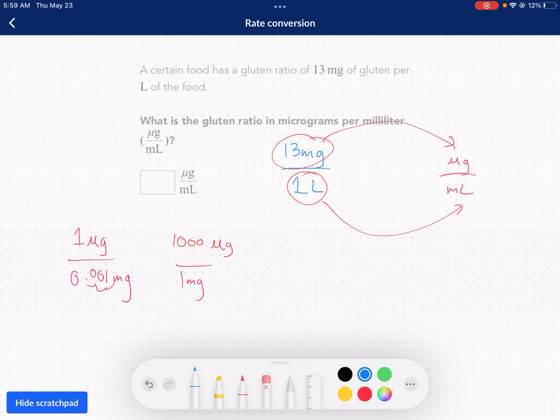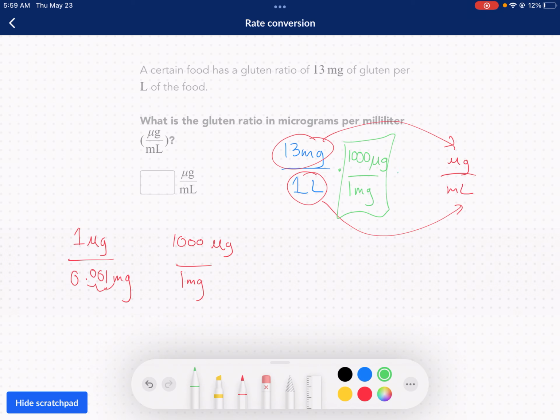And again, I want micrograms on top to end up on top, so I'm going to put milligrams here. Let me do that in green. I have 1 milligram on the bottom, I'm multiplying everything, and 1,000 micrograms on top. So that's just the milligram conversion.